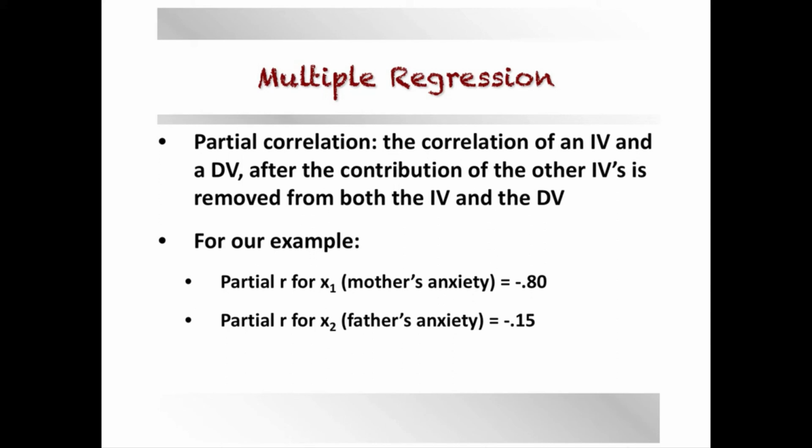So it's as if dad is just no longer part of the picture, not affecting the baby, and also not affecting mom. And so you're just looking at mom's unique relationship with baby, with dad out of the picture. And then you do the reverse for X2. You look at dad's effect on the baby, removing mom completely from the picture. And so we get these correlations here. Mother's anxiety, negative 0.80, is greater in magnitude than father's anxiety.